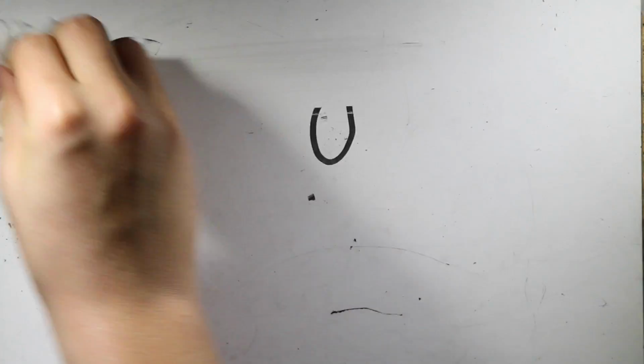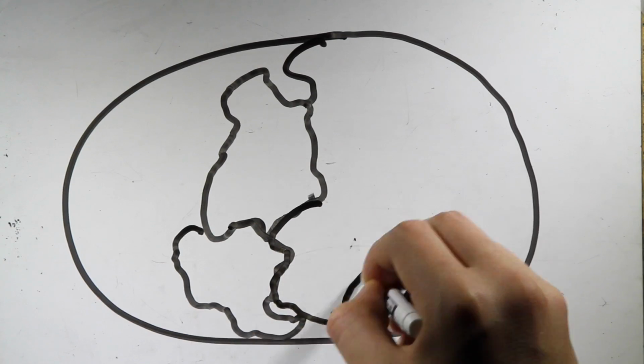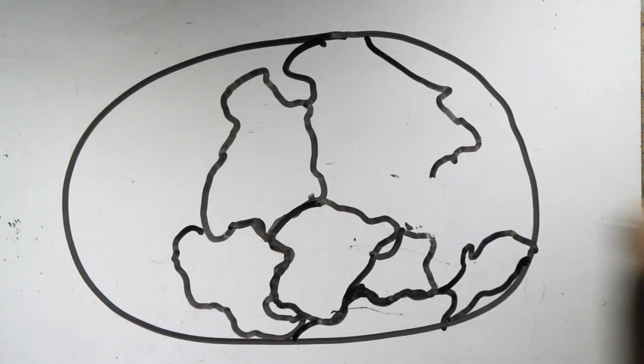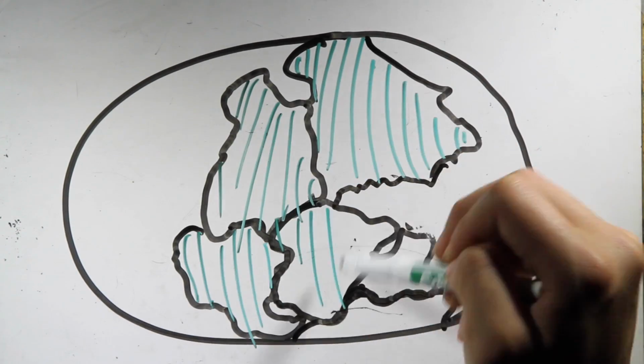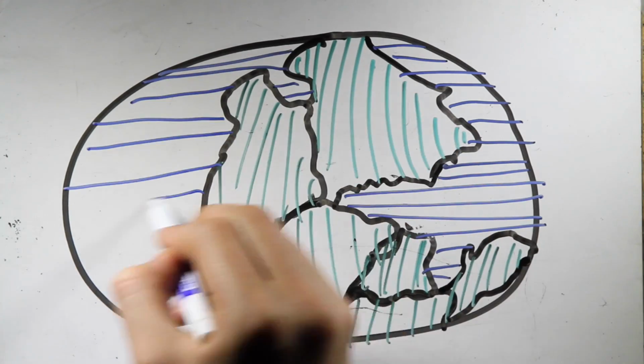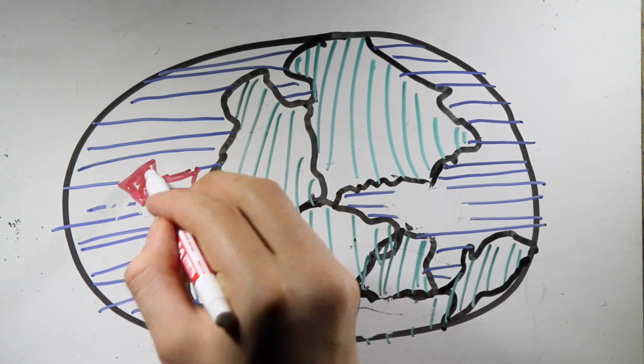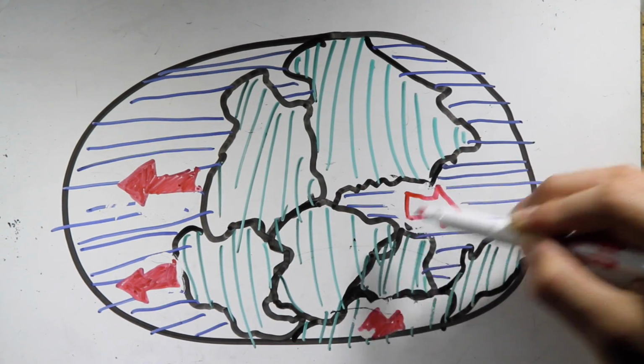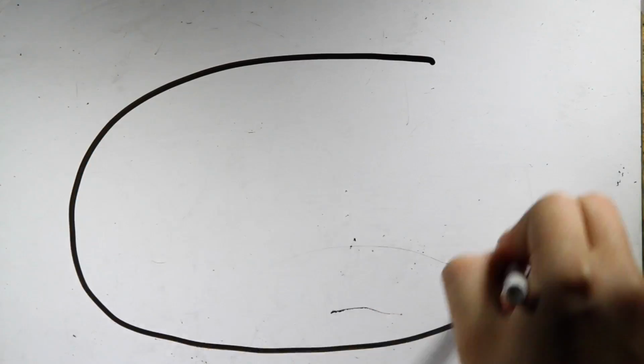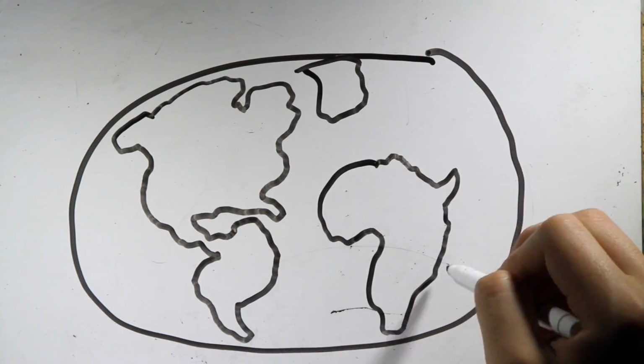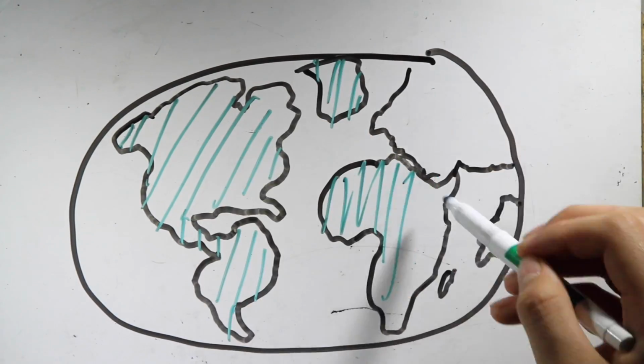This is Pangea. It is what Earth used to look like. It is called a supercontinent. Pangea was formed approximately 300 million years ago and deformed 100 million years ago into what we have on Earth today.